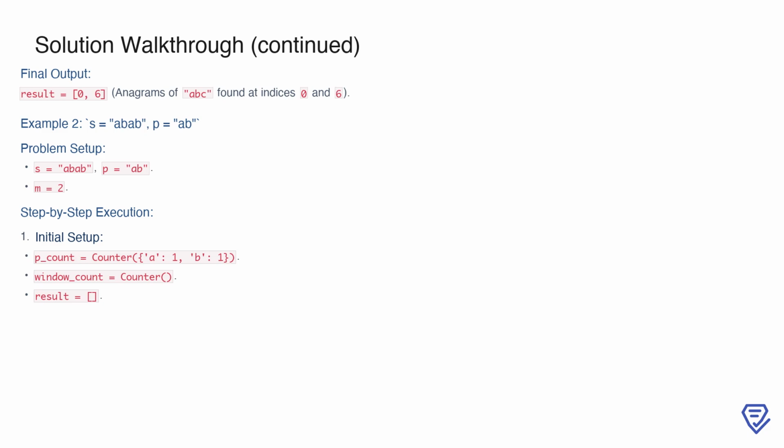Here, the length of P, M, is 2. We'll use the same sliding window approach. First, P_count is initialized to A1, B1, which represents the frequency of characters in P. We also initialize window_count as an empty counter, and result as an empty list to store our results. With this setup, we begin iterating through S to find anagrams of P.